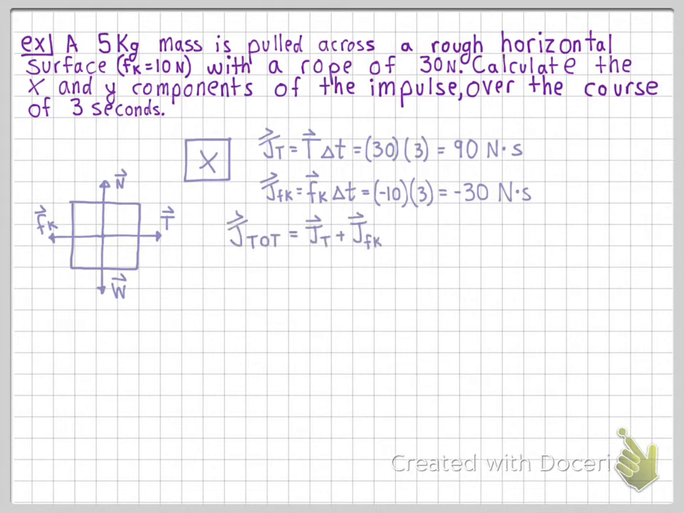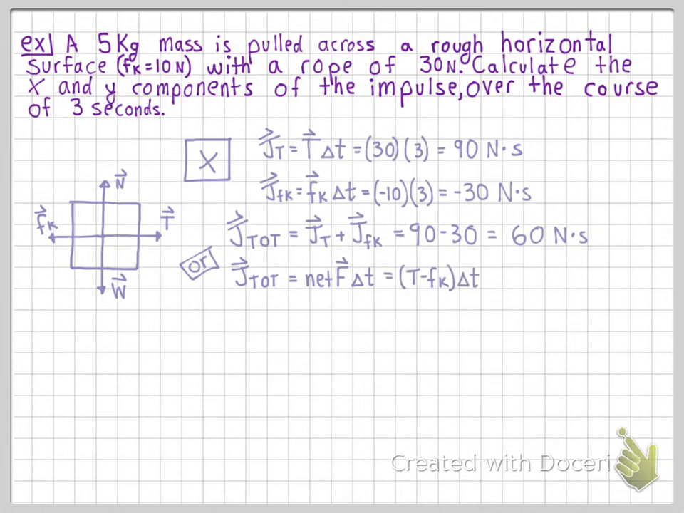You can also be asked to calculate the total impulse in the x direction. And there are 2 different ways to do this. The first way is you can simply add up all the impulses delivered to the object by each of the individual forces. So here we would have just 90 minus 30 to give us a total impulse of 60 newton seconds in the x direction. Or you could simply just multiply the net force in the x direction by the change in time. So here we would do tension minus kinetic friction times delta t, and we would still get 60 newton seconds.